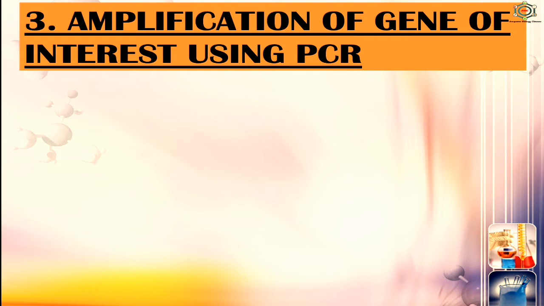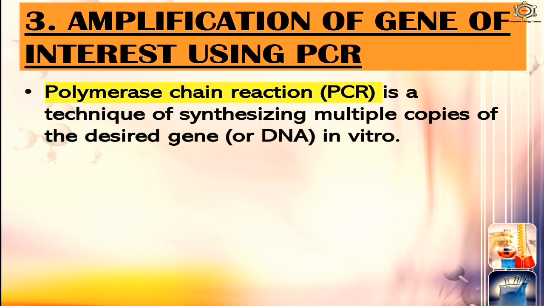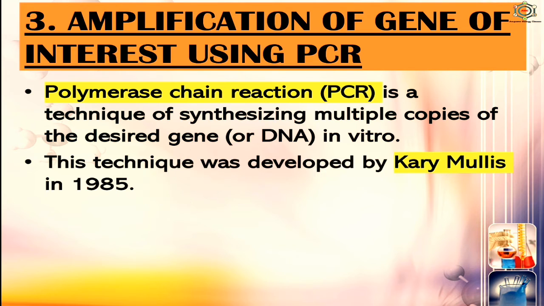Now the third step is amplification of the gene of interest using PCR. Polymerase chain reaction, that is PCR, is the technique of synthesizing multiple copies of the desired gene or DNA in vitro. This technique was developed by Kary Mullis in 1985.